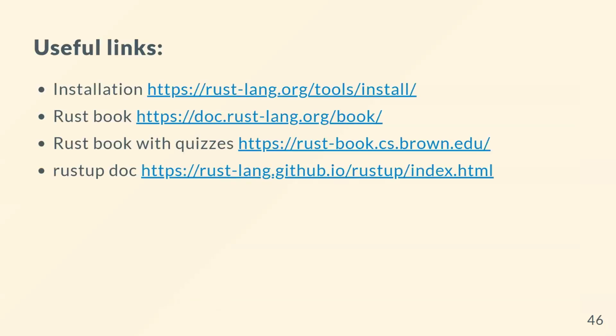Okay, that was the end of part one. That was a whistle-stop tour of the first chapter. I'm sure I misspoke at various points and said things wrong, so do check out the learning resources. There's the Rust book. There's also a version Brown University created with quizzes, so that you can go through the chapter and then get quizzed on its content. I haven't done it myself because it didn't exist when I was going through the Rust book originally, but apparently it's very good. And then there's the docs themselves.